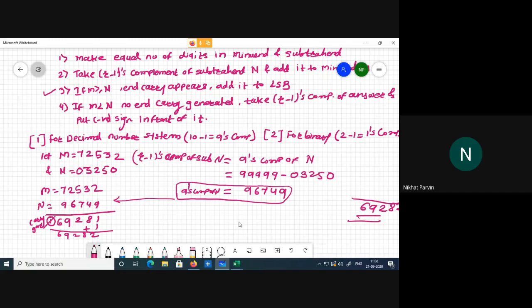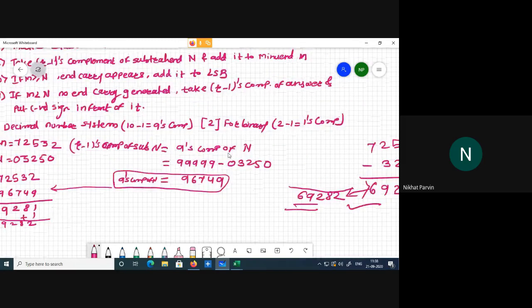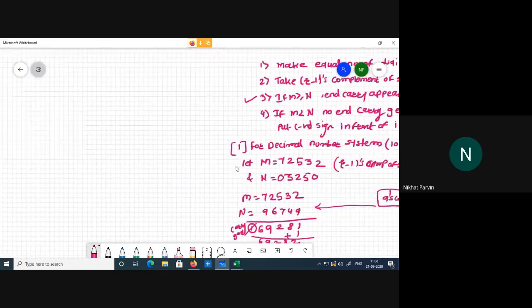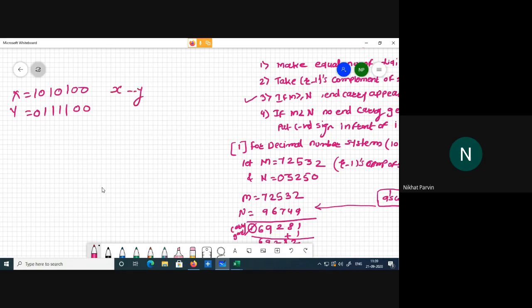Now let us do the same thing for the binary number system. For the binary number system, I can take an example like, let us say my x is 1010100 and y is 0100100. Now I have to perform x minus y. That means this is my minuend and this is my subtrahend. So what does our step say? They should have an equal number of bits. They are equal, so there is no need to append any zeros.